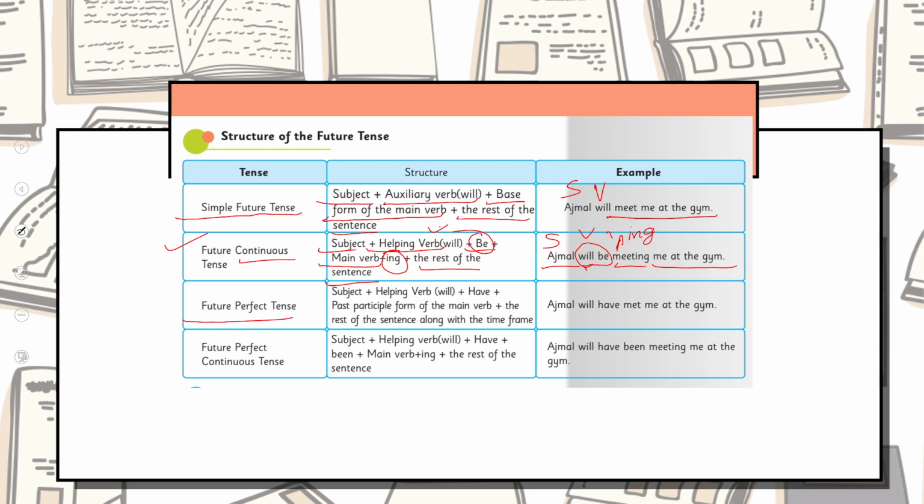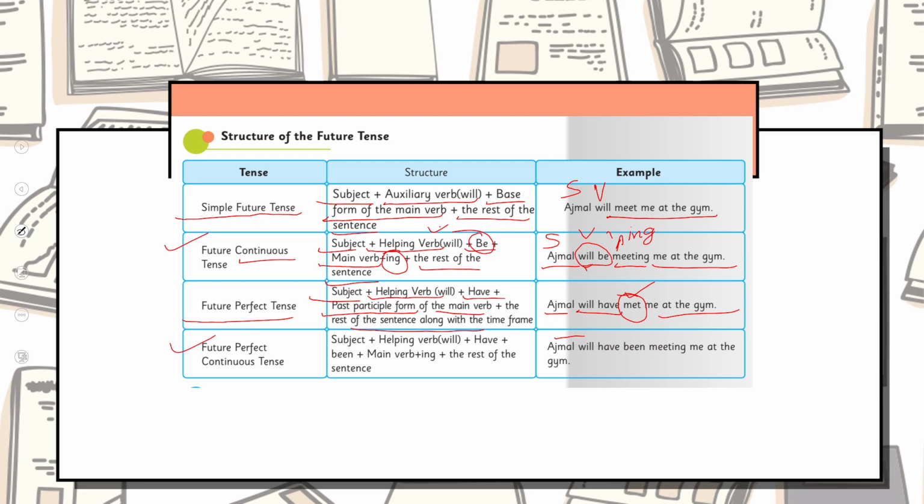For future perfect tense, you add your subject plus your helping verb plus have plus past participle form of the verb and then the rest of the sentence. Just like in this example, Ajmal plus will have, because we are talking about future perfect, action that will be completed in the future. And then your past participle form of meet, which will become met me at the gym.